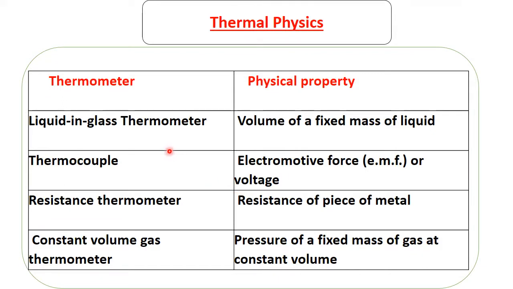So here are some common thermometers and the physical property they make use of. We've got the liquid in glass thermometer, which basically takes advantage of the expansion of the volume of a fixed mass of a liquid. So there will be a fixed mass of a liquid in the measuring instrument. Then this fixed mass of a liquid, when it is exposed to a different temperature, will expand or contract. Contract is to become smaller, the opposite of expansion. So depending on where you have put it, it will change in volume. So the volume of this fixed mass of a liquid will tell you the temperature.